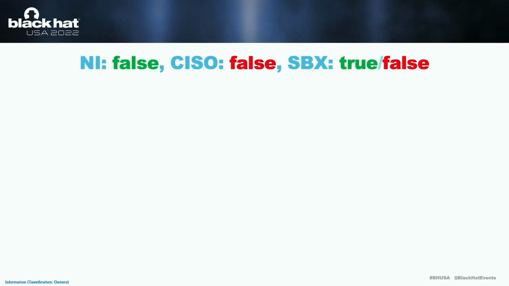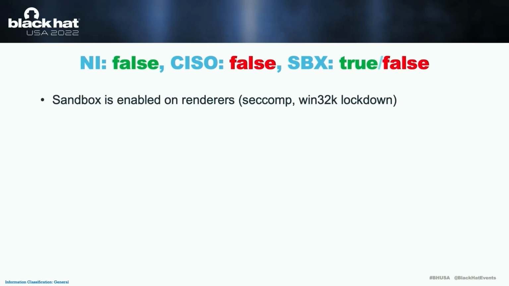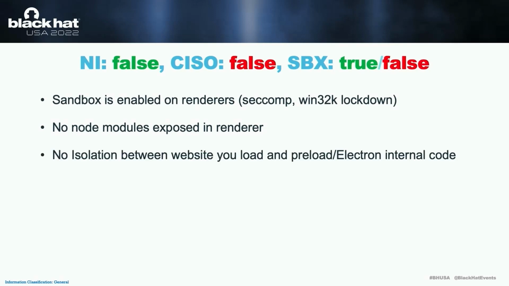Let's go one step further. In this case, we turn sandbox to true, but now we have context isolation set to false, which was true earlier. As sandbox is enabled on the renderer, we cannot directly run a Chrome exploit to get RCE, because this time seccomp or Win32k lockdown will stop us by blocking bad syscalls. As node integration is false, no node modules are exposed to the renderer, so you cannot do the trick in the first slide which I mentioned.